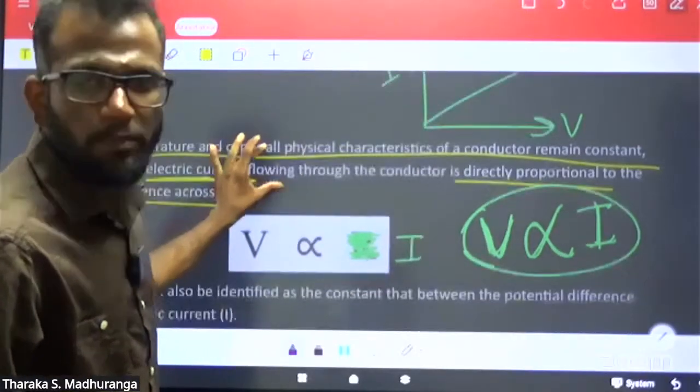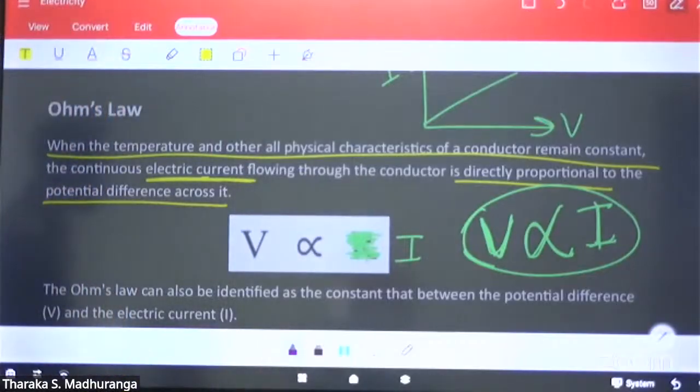Everyone, can you remember this? This is Ohm's law. Simple. Don't keep anything to remember later. Please try to understand and remember within the class.